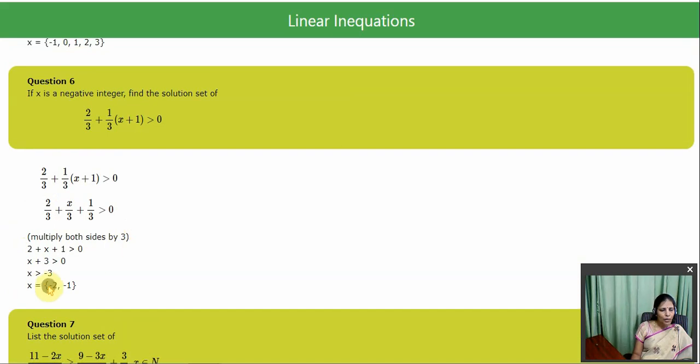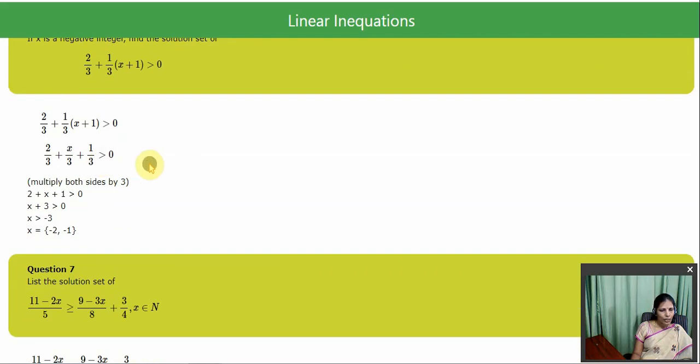Right? So what are the values which is greater than minus 3? Now here in the question they gave x is a negative integer. This x belongs to negative integer. So what are all the values? What are all the negative integers which is greater than minus 3? So greater than minus 3 in the negative integer is what? It is minus 2 and minus 1. So x is equal to minus 2 comma minus 1. This is the solution for this inequality. Right? Now we will go to the next question.